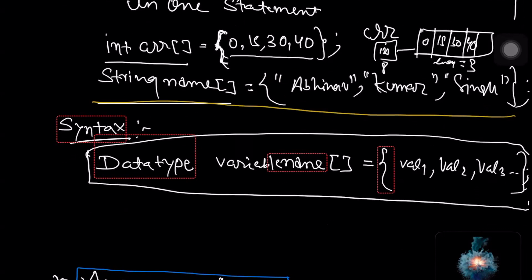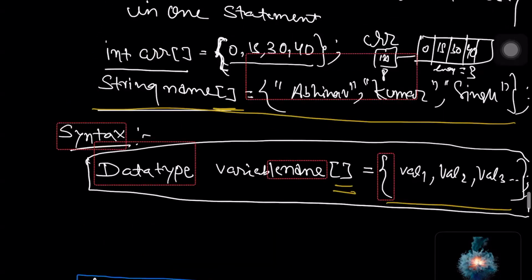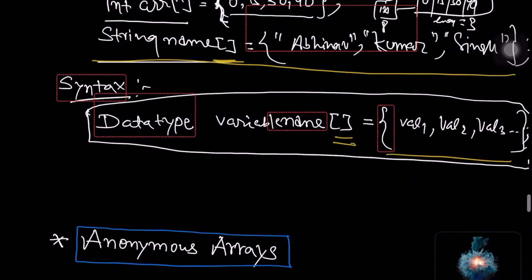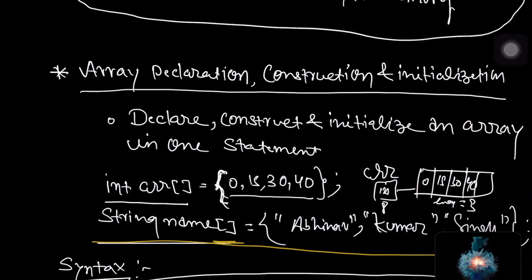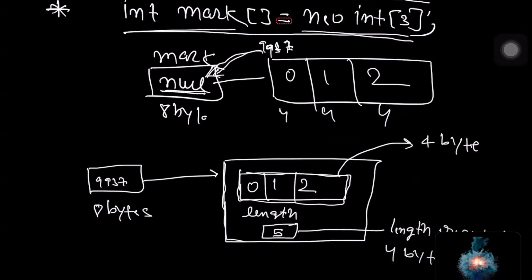So the basic syntax is you have to take the data type, which is string, and then the variable name, which is name, and then the array brackets, and then you will have the values 1, 2, 3, whatever values you have, separated by commas in curly braces. So we have learned here array declaration, construction, initialization in a single line, and normal array creation, and then how an array occupies the memory.